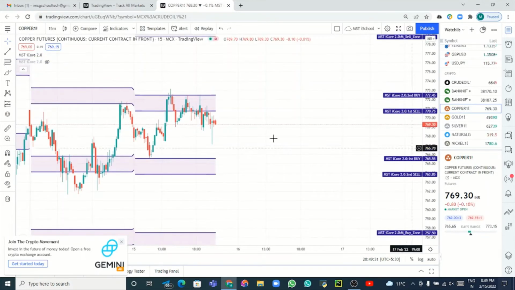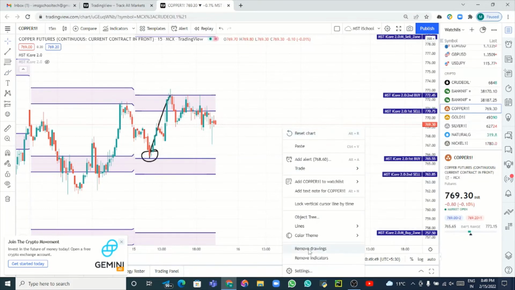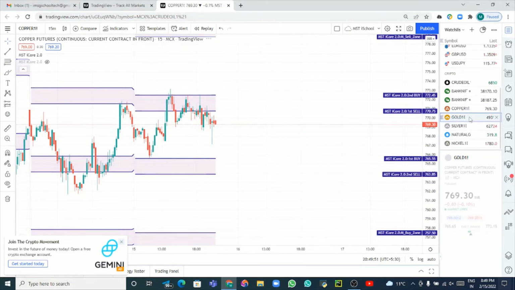See here in copper, exactly first buy got activated and all the targets hit. So what I said, if buy activated, there is no sell that day. If sell activated, there is no buy that day. That you should not forget. Then gold.